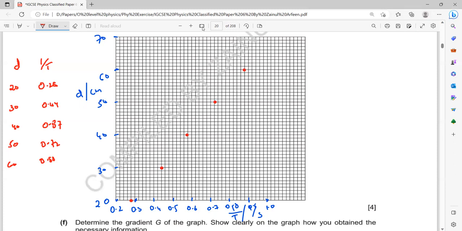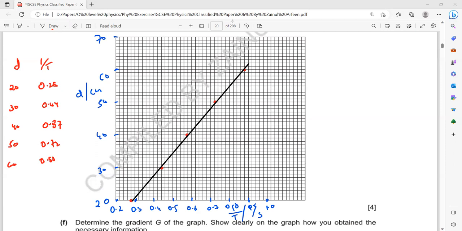Now what we have to do is draw a line of best fit. Line of best fit means the number of points above and below the line should be the same. So we try to make the points above and below the same, or the maximum points come on the line. So this looks like a line of best fit, with 1 point above and 1 point below.